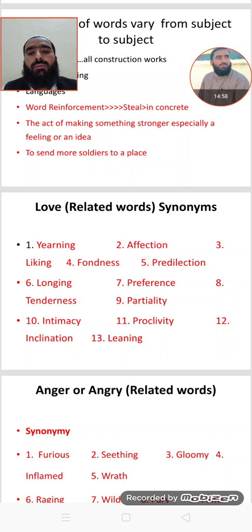Remember, we have the word love. Related synonyms for love are yearning, affection, liking, fondness, predilection, longing, preference, tenderness, partiality, intimacy. But remember, these all have different usage. Some of them are ordinary words, some are official words, some are formal words, and some are very literary words. So differences are there in meanings, although they are synonyms.